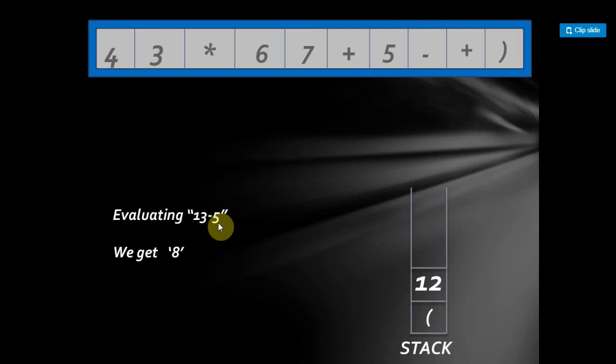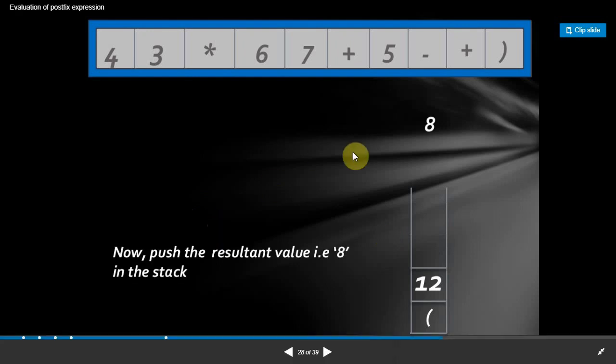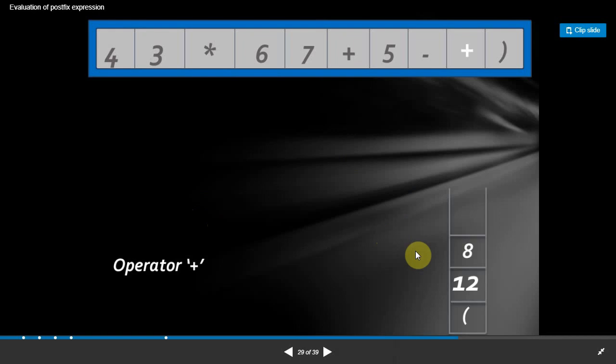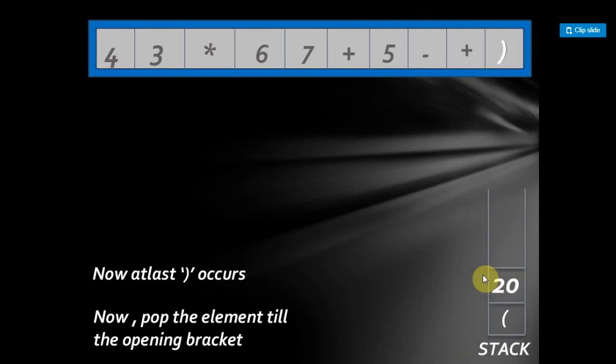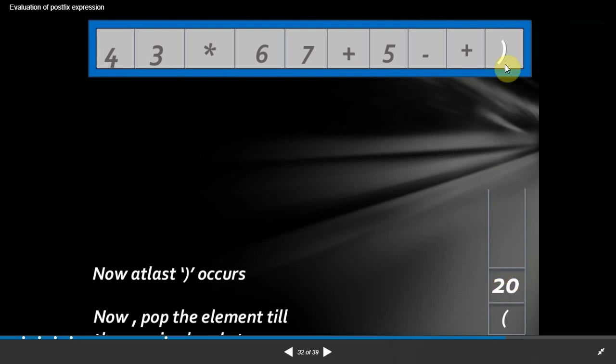So I have done the subtraction. Now what is the result? 8. Now 8 should be pushed back to the stack. Now the stack elements are 12 and 8. Now what is the input? Here the input is plus, an operator. So again, whenever any operator comes, you have to pop the top 2 elements. Pop 12 and 8, perform the addition, and push the result into the stack. 20.